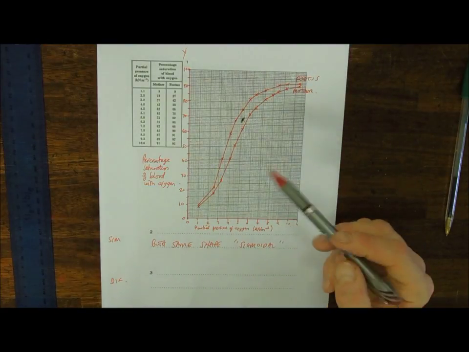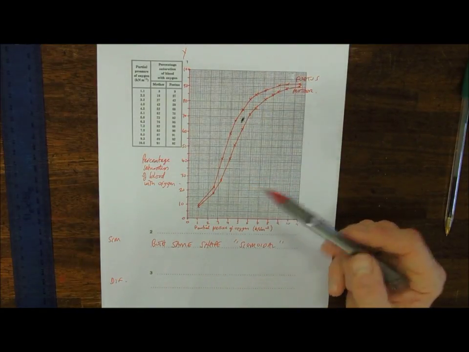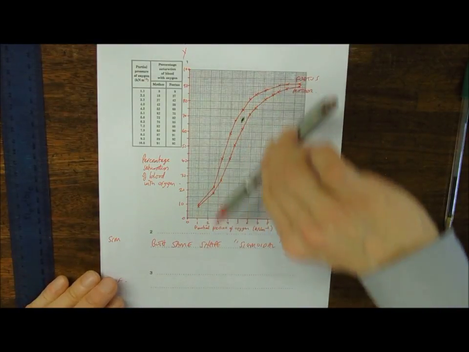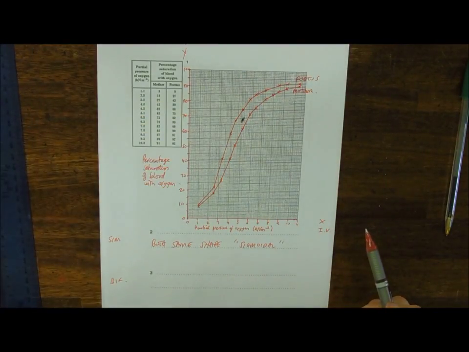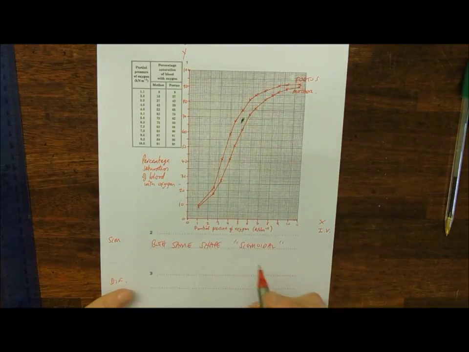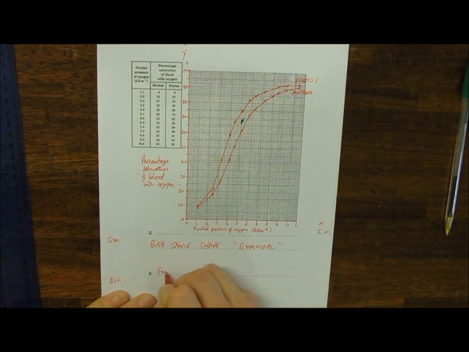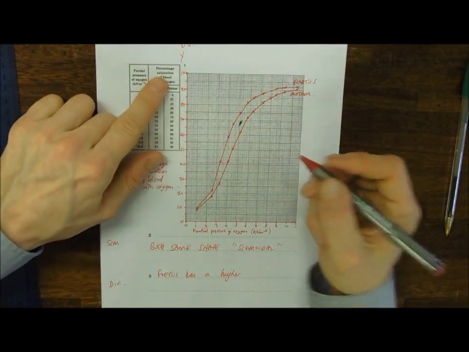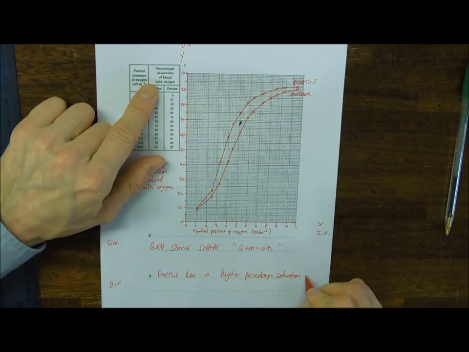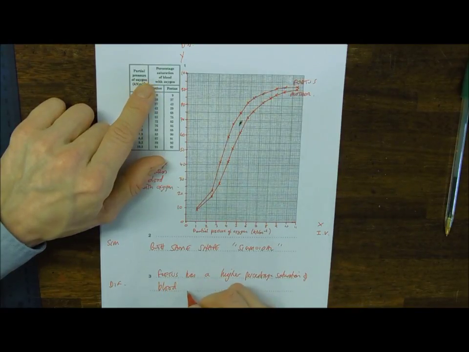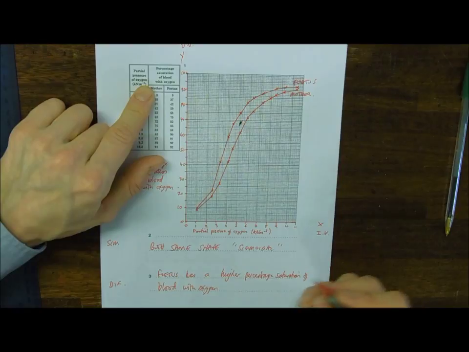And the difference is we're not looking for loads of numbers here, but the point is that the fetus line is higher than the mother's line. But we need to say that using our information from the table there. So we say, the fetus has a higher percentage saturation of blood with oxygen. When? All the time.